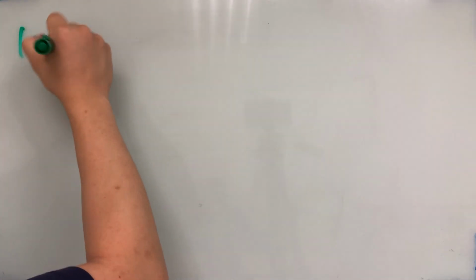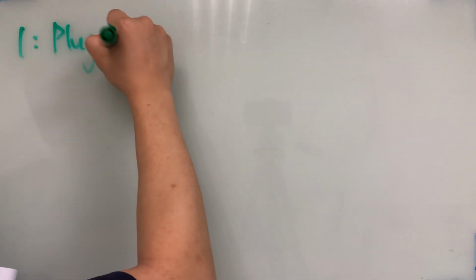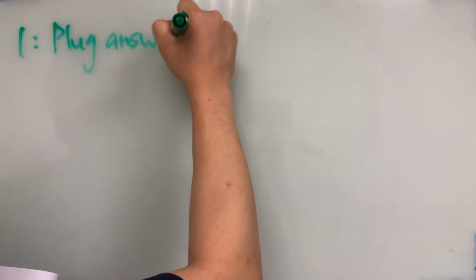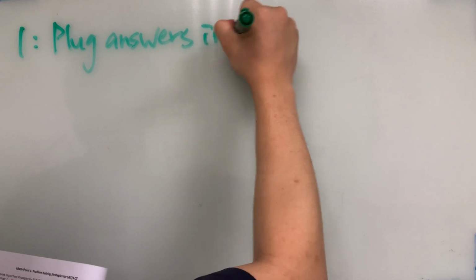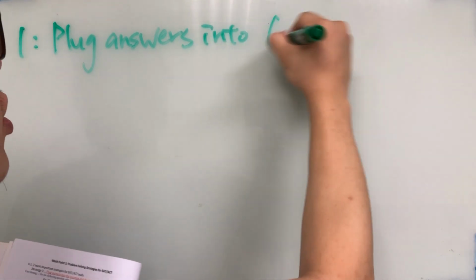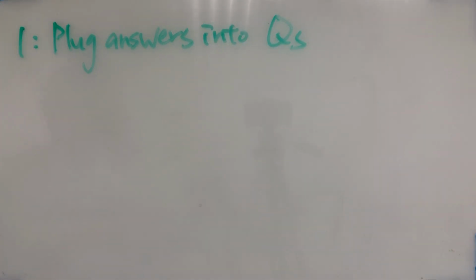Strategy 1 would be plug answers into questions. Pretty straightforward, right? You have 4 options, so you plug them in to see if they're right.